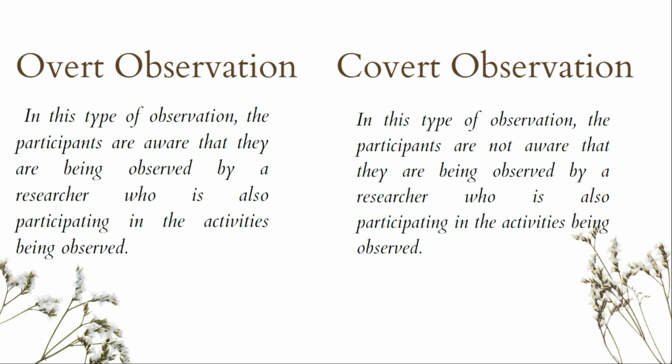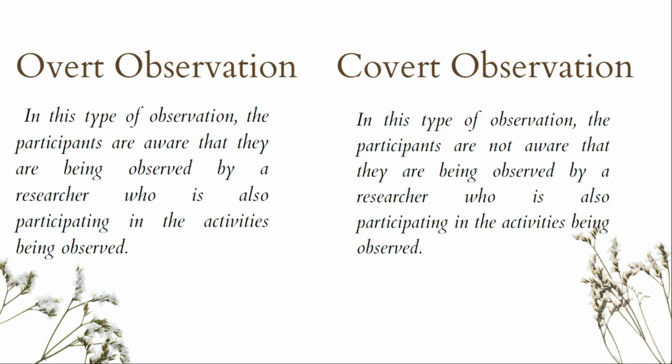There is overt observation and covert observation. In overt observation, the participants are aware that they are being observed by a researcher who is also participating in the activities being observed. The same examples that we studied in non-participant observation can be studied here, like participating in a religious group or in a religious meeting or in a community. People there will know that this person is observing them, but they won't change their religious practices or what they usually do in a community.